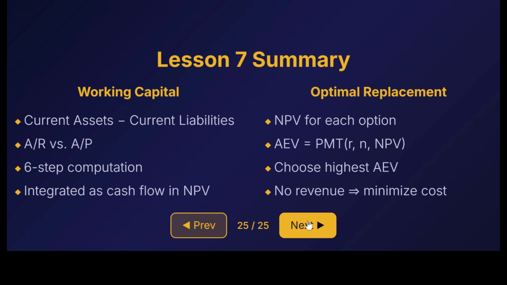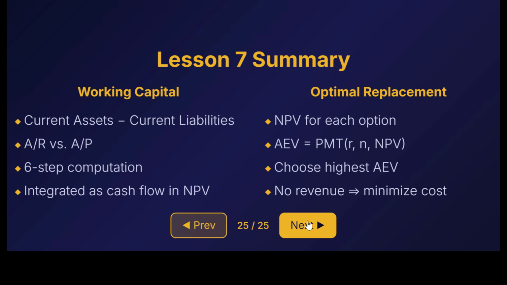Summary: working capital adds a layer of realism to project evaluation. The credit terms create timing differences between accounting entries and actual cash flows. These must be captured in the NPV calculation. At project end, accumulated working capital is released.